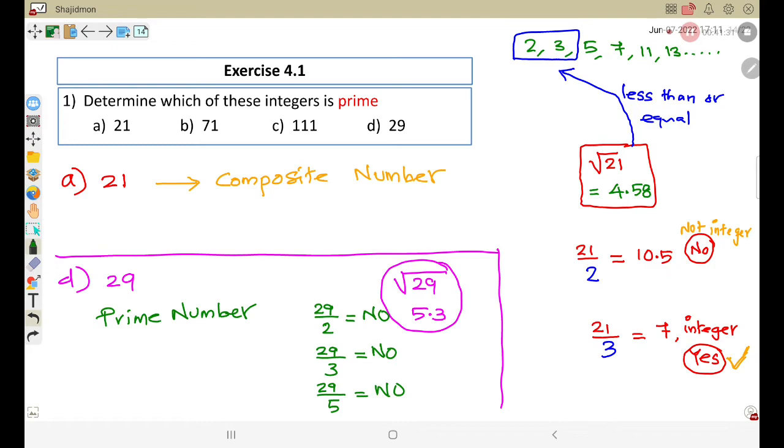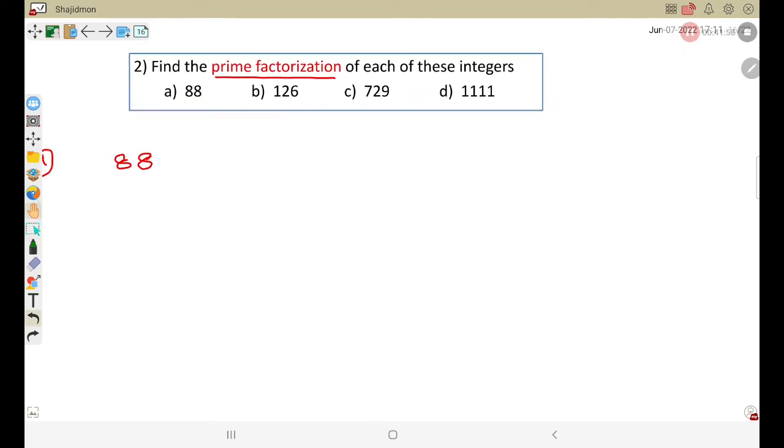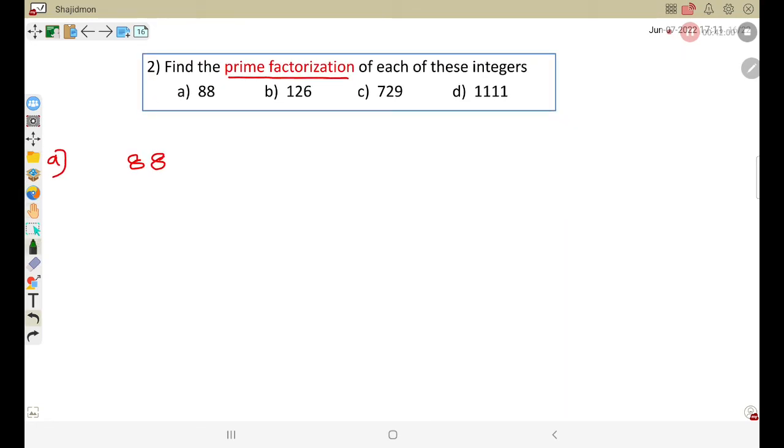Now we will go to the second question. Find the prime factorization of each of these integers. First, 88, part A. Remember we discussed it in the definition. Dividing by prime numbers is the meaning of prime factorization. Just note what the prime numbers are: 2, 3, 5, 7, 11, 13, continuing like this.